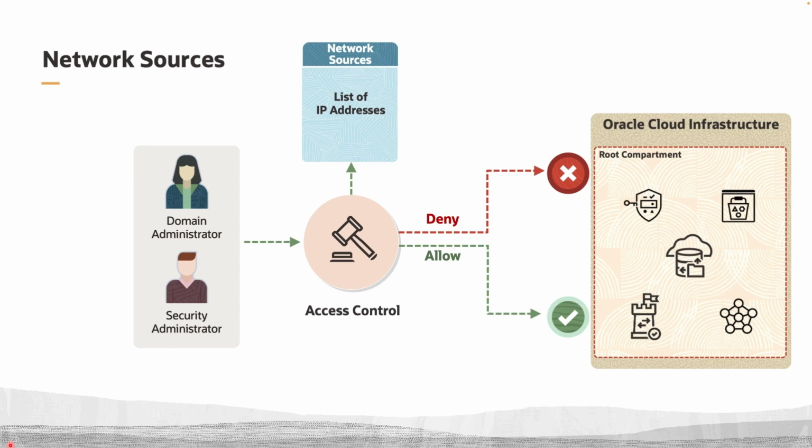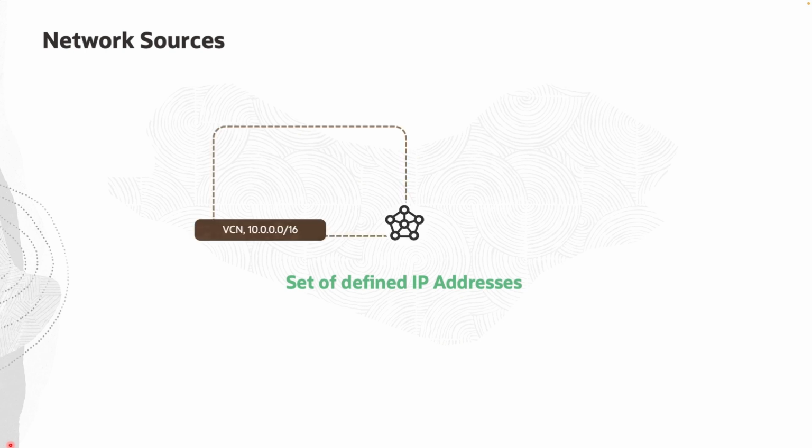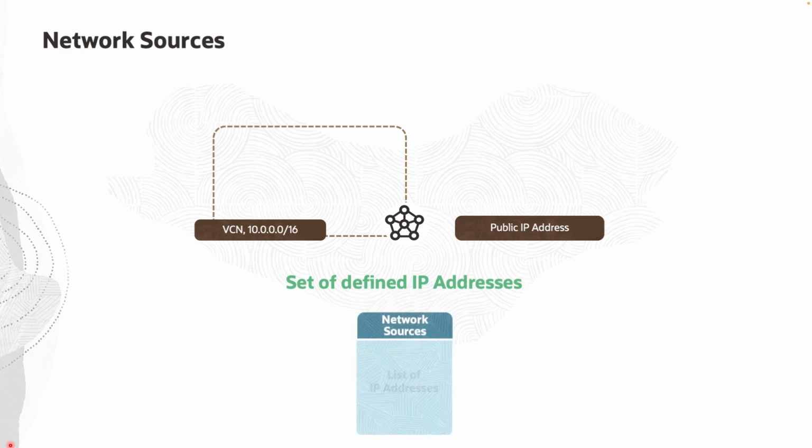So how does it work? It is a simple two-step process. In our first step, we define IP addresses, where we create a list of IP addresses that we want to allow. And these IP addresses can come from your virtual cloud network, or you can also have public IP addresses. Basically, you are creating a network source object and adding IP addresses to it. And that network source object can have a list of IP addresses from both the virtual cloud network and public IP. You can create a long list of IP addresses, or you can just have a single IP address in your network source. That depends on your needs.